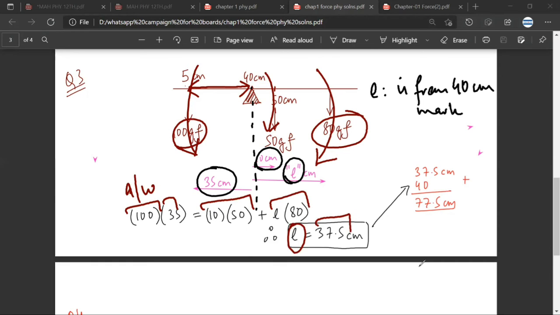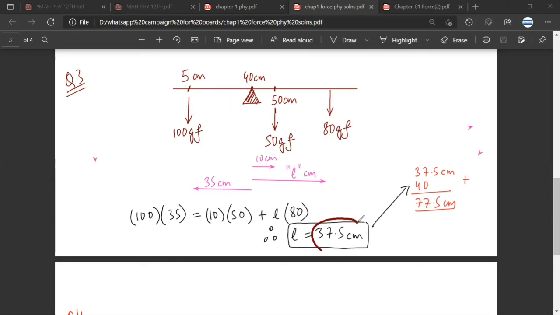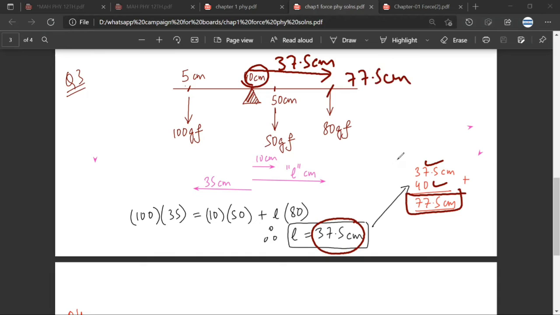But we need to remember that this 37.5 centimeter is from this. This is 37.5 centimeter. So we need to add 40 to it so that we can know that this is 77.5. Mr. Sivang, any doubt? No doubt, sir.